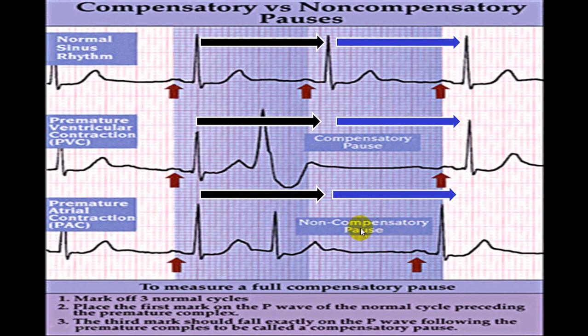We call it a non-compensatory pause or partial compensatory pause, and the ventricular contraction comes a little early, the next ventricular contraction, and it is with a good volume. Hence, this is called a non-compensatory pause. This is characteristic of what we call an atrial premature beat.